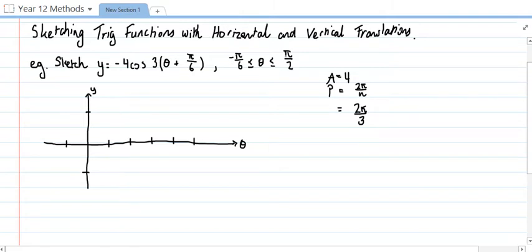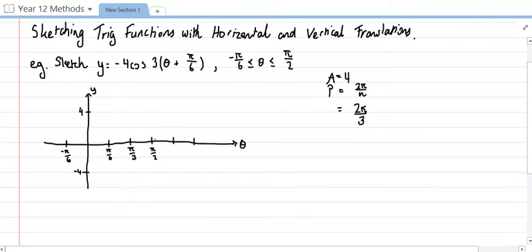this particular function. And also we have this part here, which is the horizontal translation, and this here moves the graph pi on 6 units to the left. So what I'm going to do is I'm going to mark the 4 and -4, those are going to be important values on the y-axis, and it's going to start at negative pi on 6, and we have to go through to pi on 2, so that's pi on 6 and then 2 pi on 6, which is the same as pi on 3. And then we've got 3 pi on 6, which is the same as pi on 2.